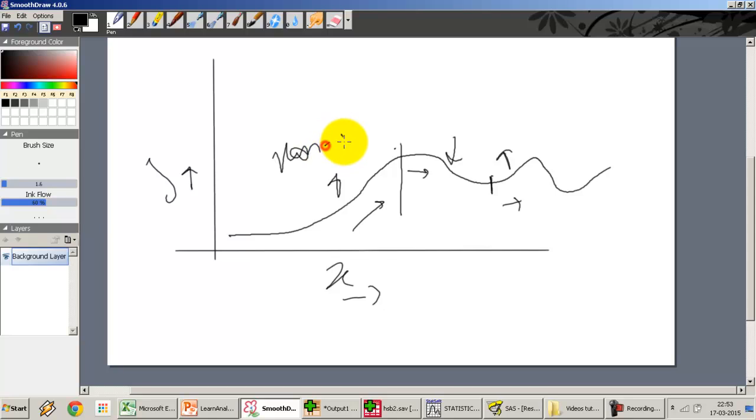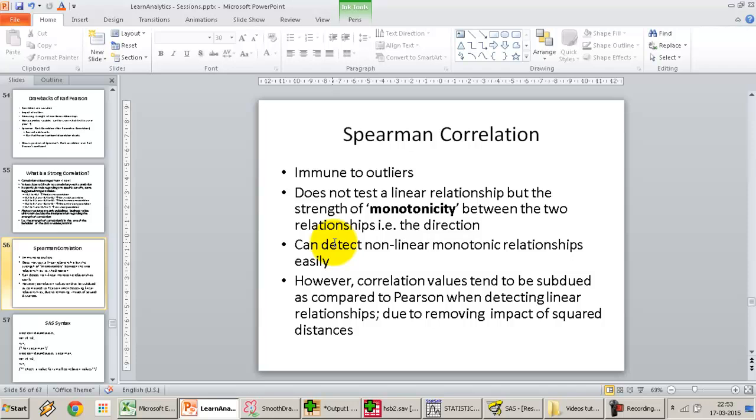So monotonic means one direction, or mono. This is a polytonic relationship. Poly means multiple. So we have a polytonic relationship over here, where the direction of the relationship between x and y starts to change depending on different values of x and y. So what Spearman does is it tests only the strength of monotonicity between the two variables, that is, is the direction remaining the same throughout or not.